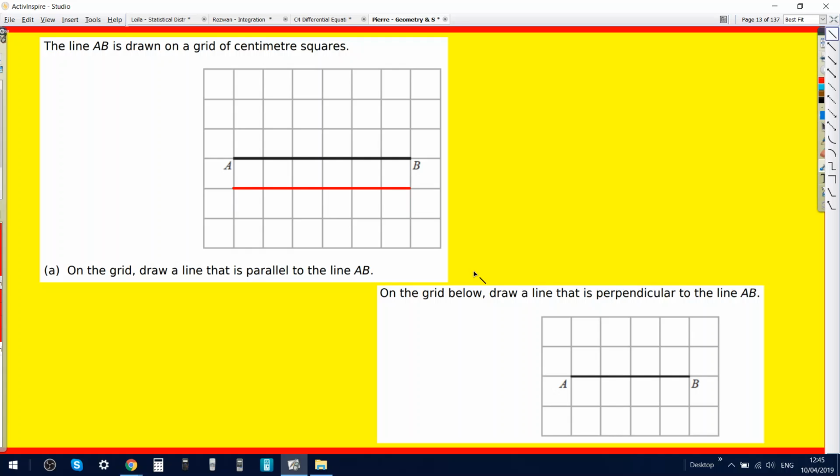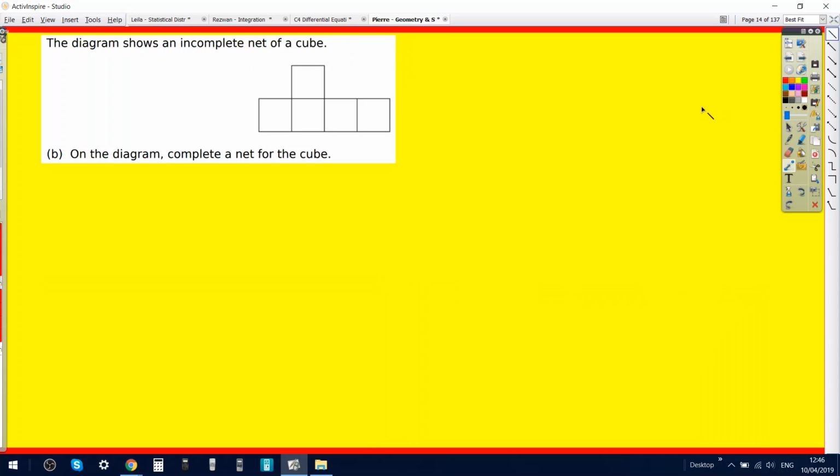And bottom right? Draw a line perpendicular to A and B. So perpendicular is just straight up. So yeah, that's it. And it doesn't necessarily need to be through the middle. It could be anywhere as perpendicular. Right. So long as it's a right angle. Okay, how about this?